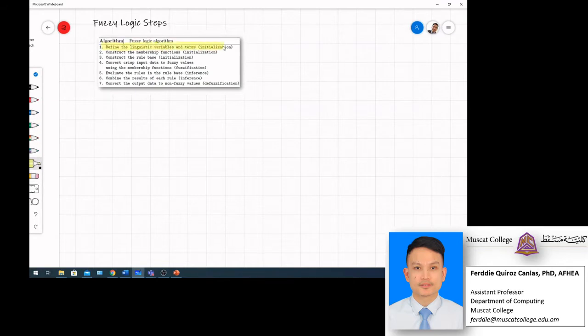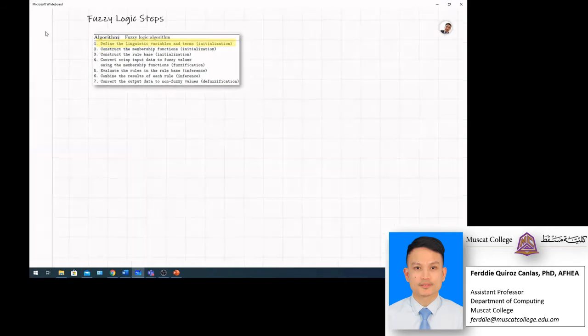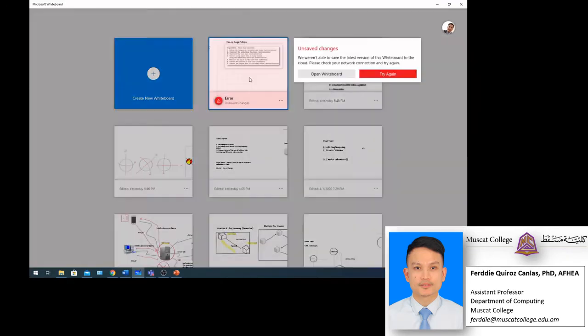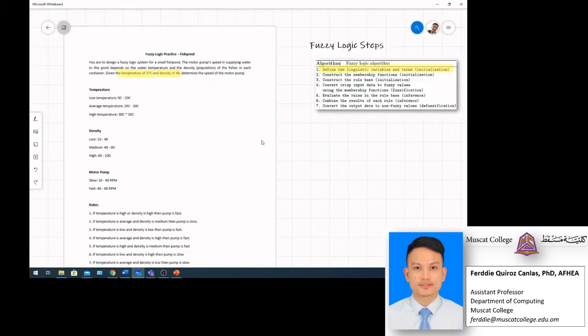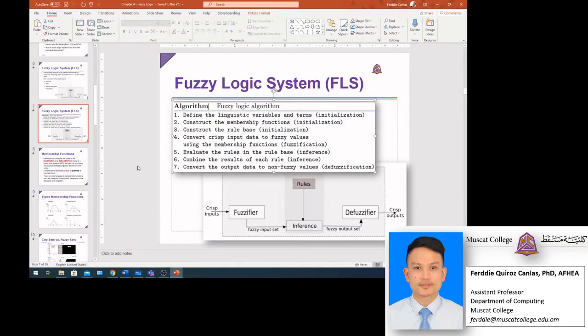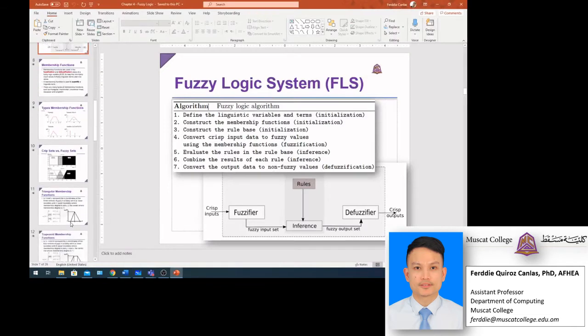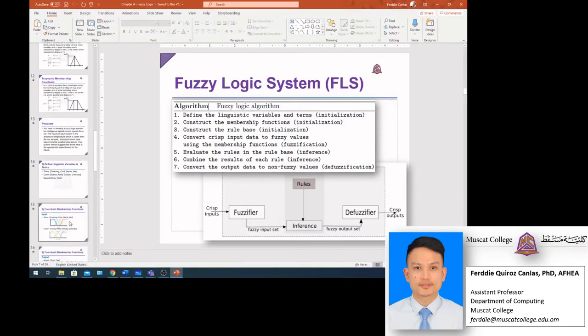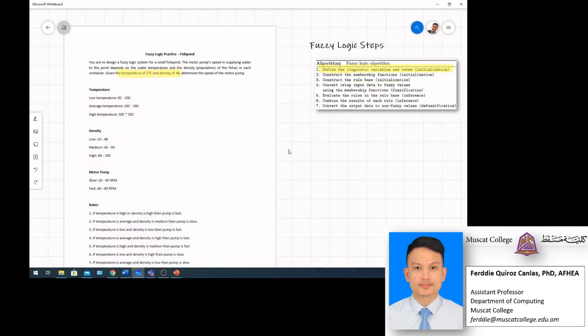Defining all the linguistic variables. So we're going to define the linguistic variables. Going back to the case, we have temperature, density, and motor pump, right? So we have to define it. Based on this, we have to define these linguistic variables here. So we just have to write something like this.